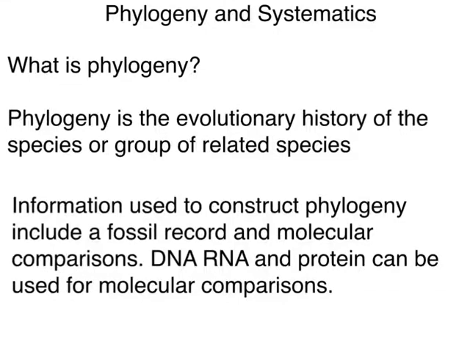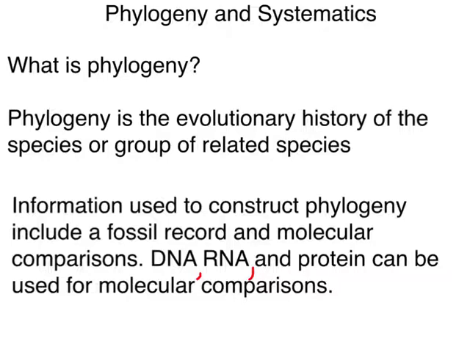Now, information used to construct a phylogeny can include both the fossil record, but also molecular comparisons. And those molecular comparisons would include DNA, RNA, and protein. Okay, so you can compare DNA, RNA, or protein, or all three, to try and determine how closely related individual species are.